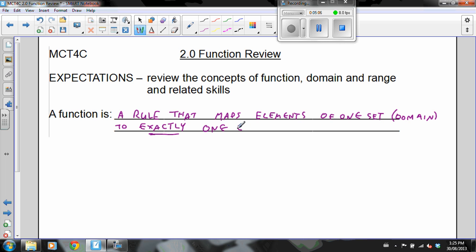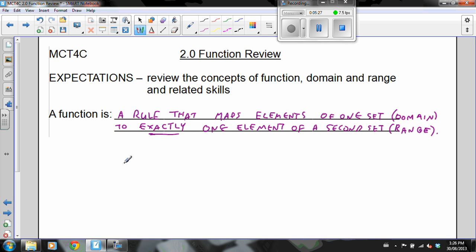to exactly one element of a second set. And that second set we think of as the outputs, or the math word for it is the range. Domain and range questions are going to be one of the things we're up to today.